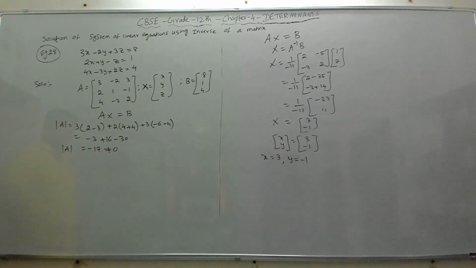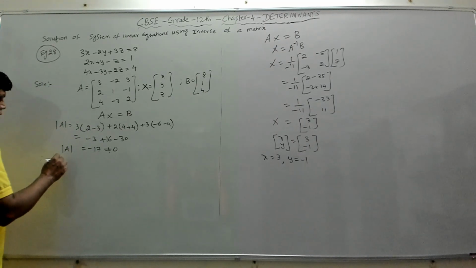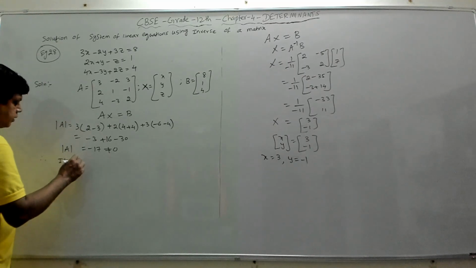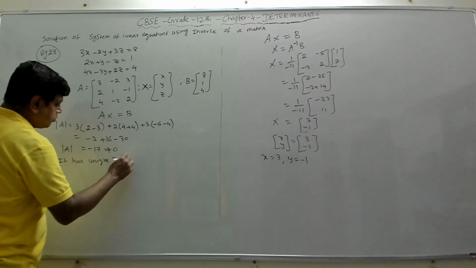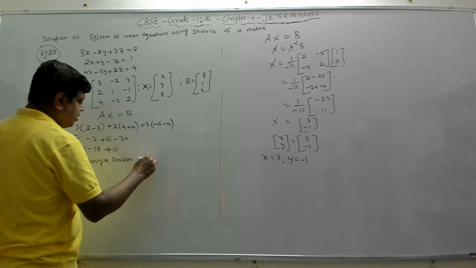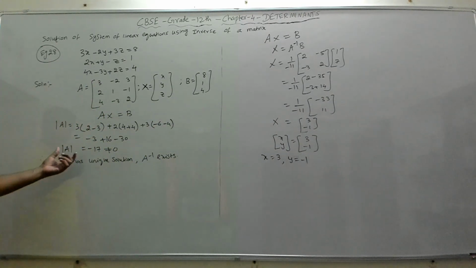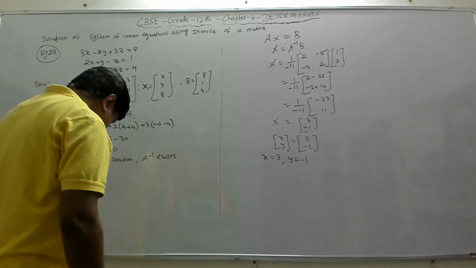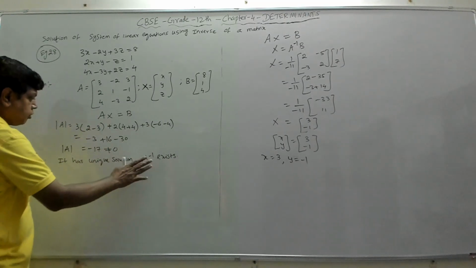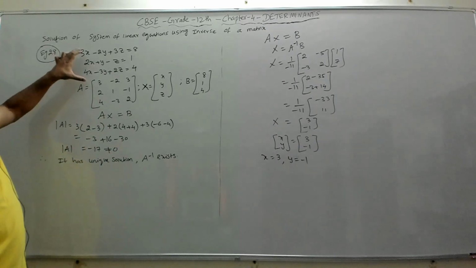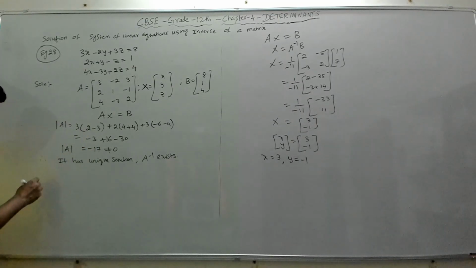Therefore, it has a unique solution, which means A inverse exists, because the determinant of A is not equal to 0. So this set of equations has a unique solution and A inverse exists. Now let's try and find A inverse.